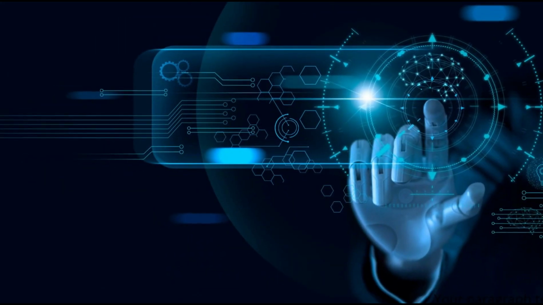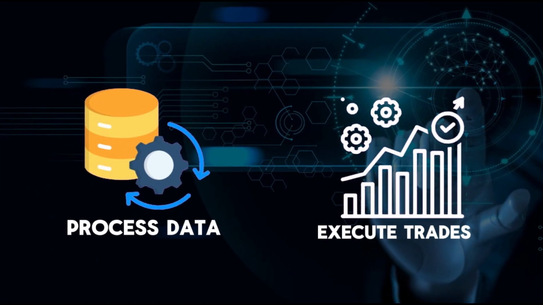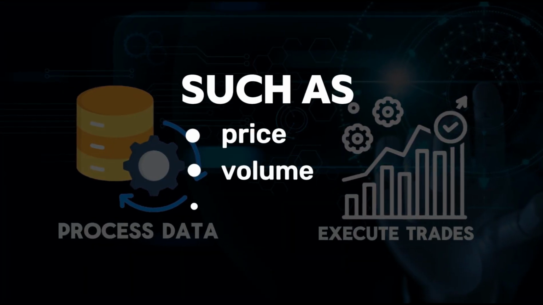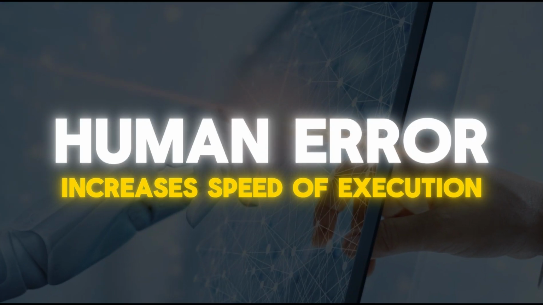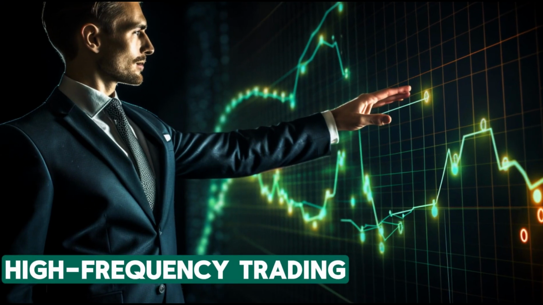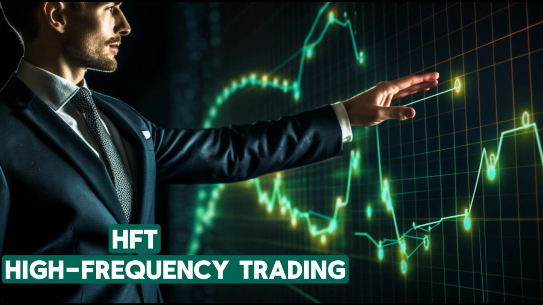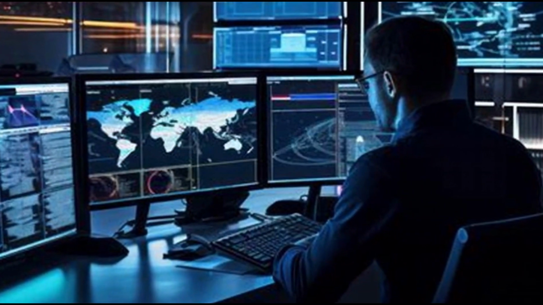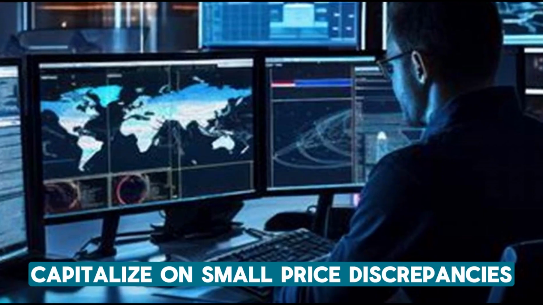Algorithmic trading. Algorithms can process vast amounts of data and execute trades based on predefined criteria such as price, volume, or timing. This automation reduces human error and increases the speed of execution. High-frequency trading, HFT, involves executing a large number of orders at extremely high speeds. This method allows traders to capitalize on small price discrepancies that exist for only fractions of a second.